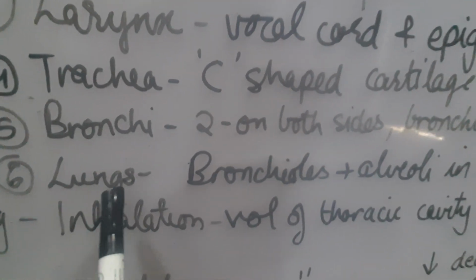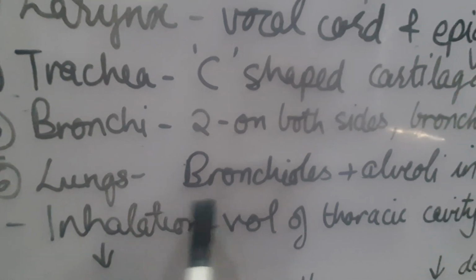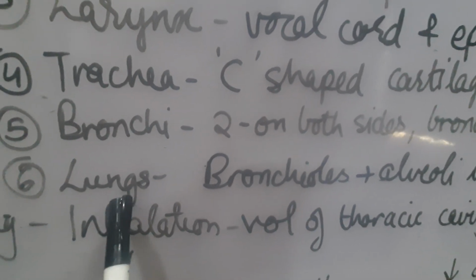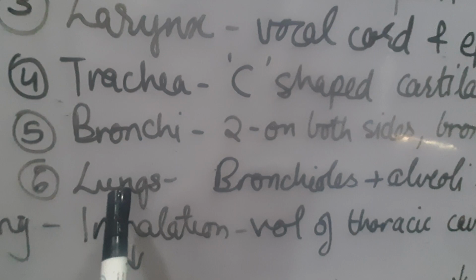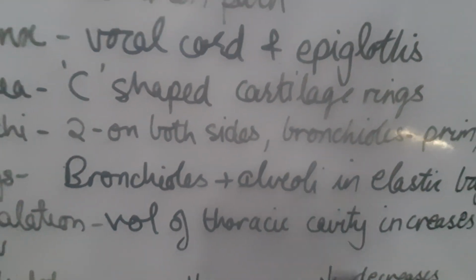Then what do we have? The last part, that is lungs, which are spongy elastic bags. 2 of them, right and left. Remember, the right lung is slightly higher than the left because of the liver. It has the bronchioles and the alveoli.